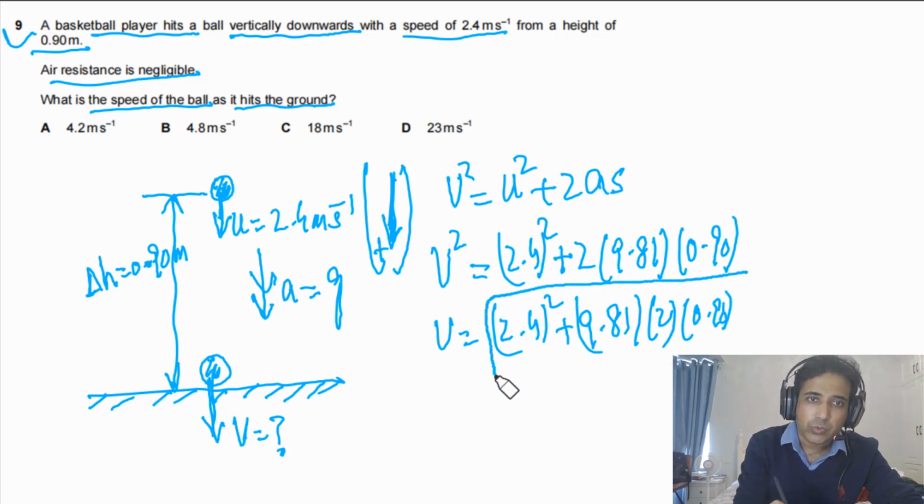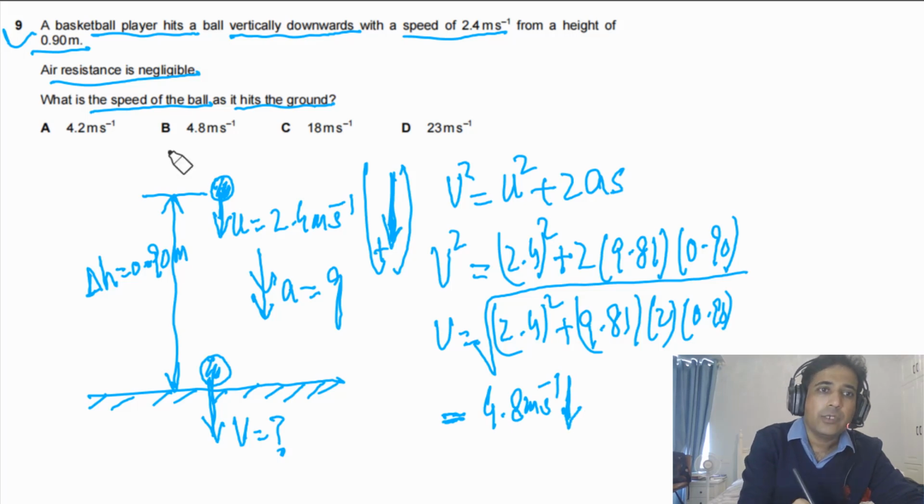Simply take the square root of this. Then we have to keep the positive value because the velocity is downwards, and if we solve this, our answer will be 4.8 meters per second, and this velocity is down. So the answer for this question has to be B.